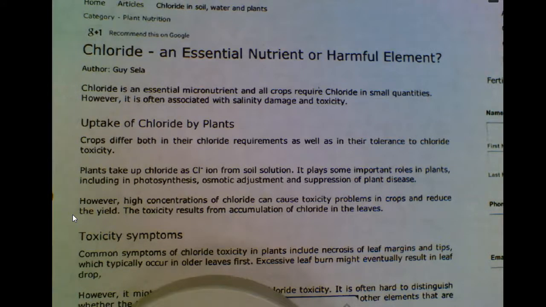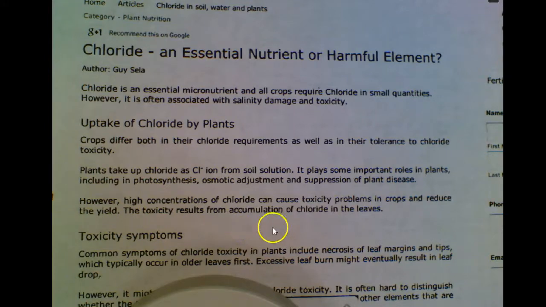So chloride is also one of our essential micronutrients. But again, it's very small amounts. If we get too much, it can cause problems. It's very often associated with salinity, sodium chloride damage, and toxicity. So crops differ widely on their tolerance and need for chloride. They're going to be taking it up from the soil solution, and it plays an important role in photosynthesis, osmotic adjustment, and suppression of plant diseases. However, high concentrations can cause toxicity problems in crops and reduce yield.